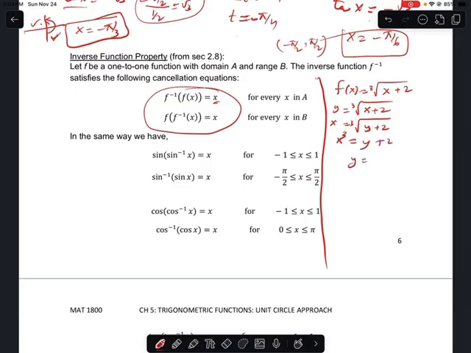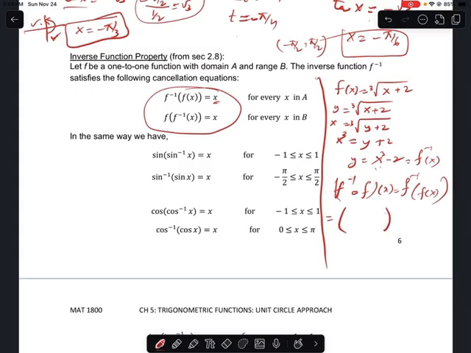For example, let's just pick any function. I'm going to pick f of x is equal to cube root of x plus 2, and we are going to find the inverse function of this function. So how do we find the inverse? Remember, we change the f of x into y, so we have y equal to cube root of x plus 2.